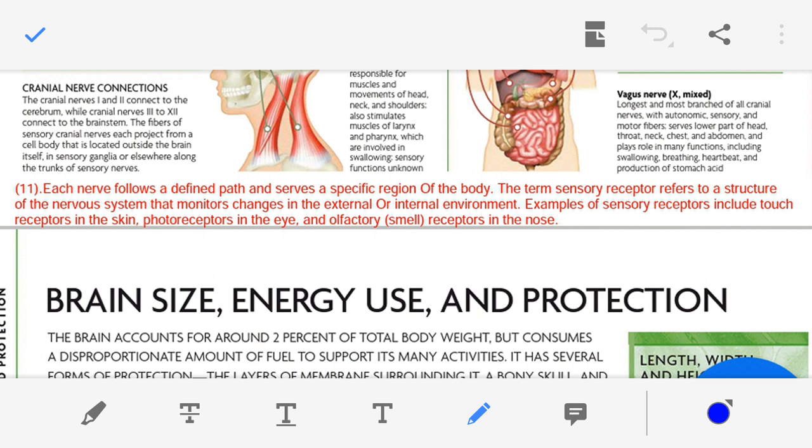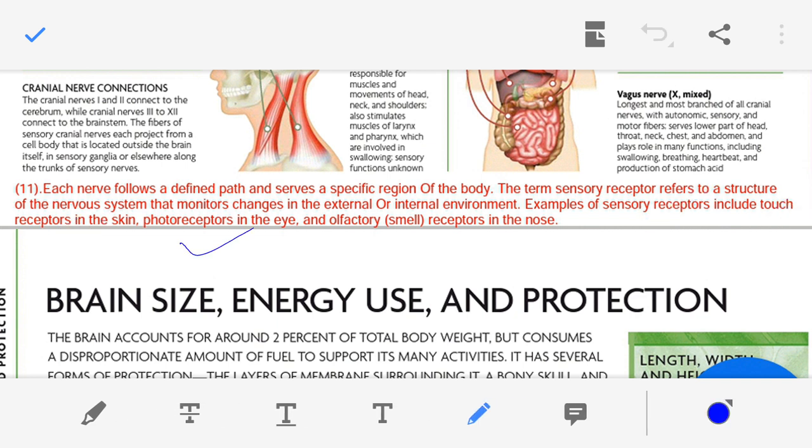Now examples of sensory receptors include the touch receptors in the skin. Let's say someone is touching our body, so we experience the touch sensation. For this touch sensation, the sensory receptors detect that someone has touched our body. The nerve impulse then passes into the nerve fiber, then the nerve, then into the CNS.